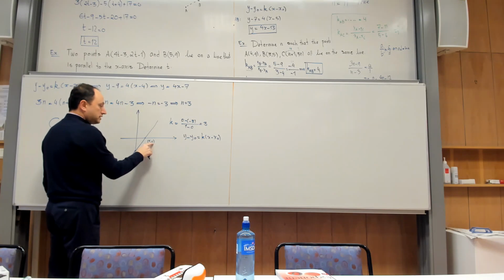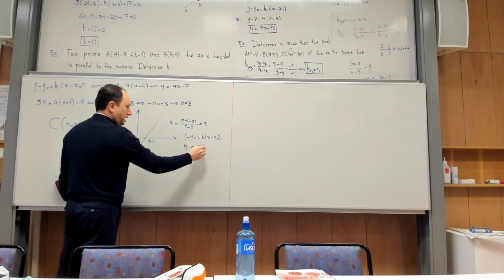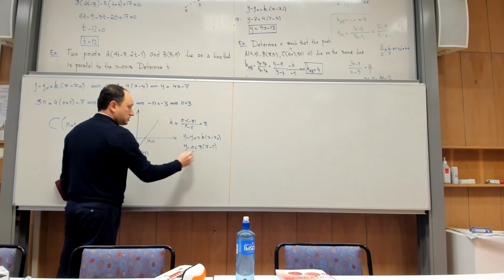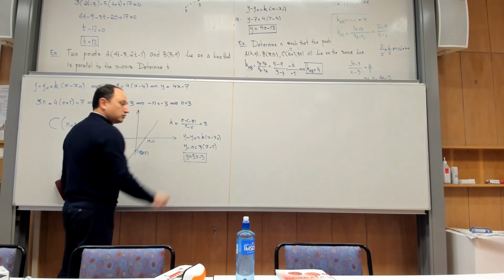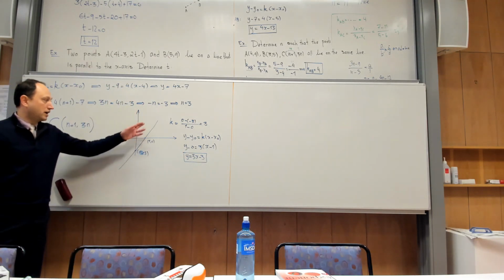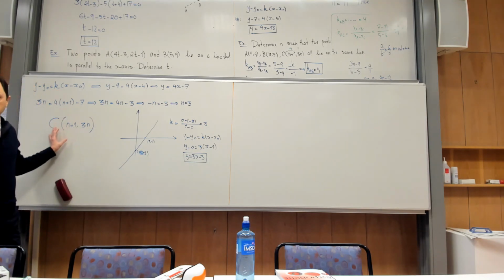If I put 0 here, it becomes y minus 0, the k value is 3, and x minus 1. So as you predicted, the answer is correct. So that is an E-level question for you. I give you the graph of this, and then I ask you to find an equation. But the problem is harder.